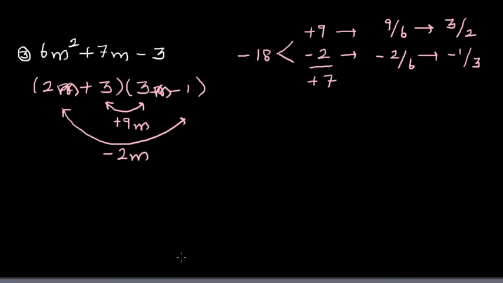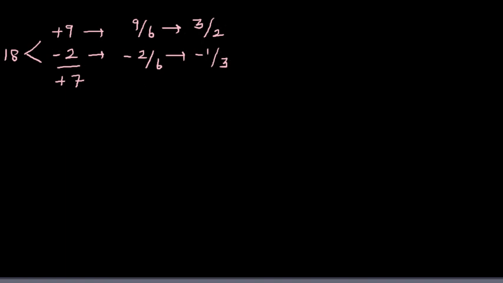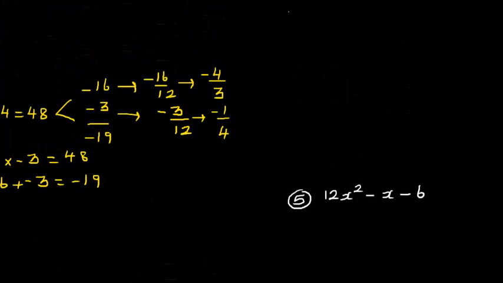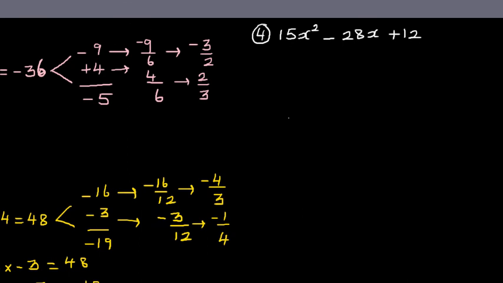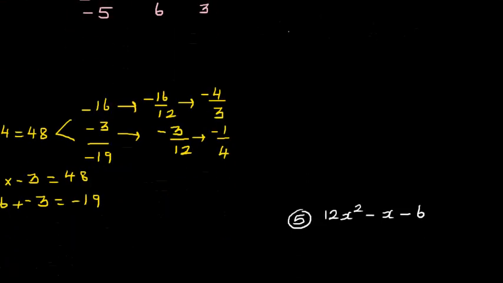Again, you can pause this video and try to do the next questions, which I'm going to put up. This is question 4 and this is question 5. That is something that you can do yourself. 15x squared minus 20x plus 28x plus 12, and the next is 12x squared minus x minus 6.